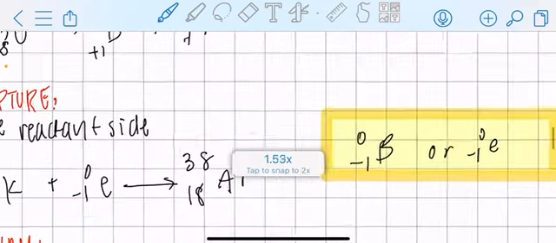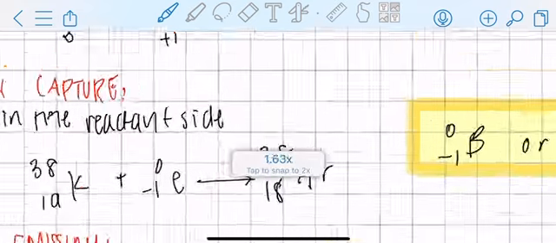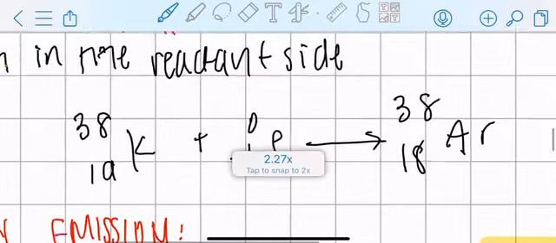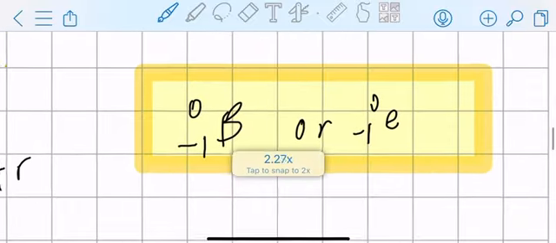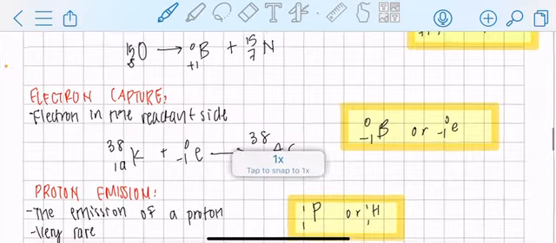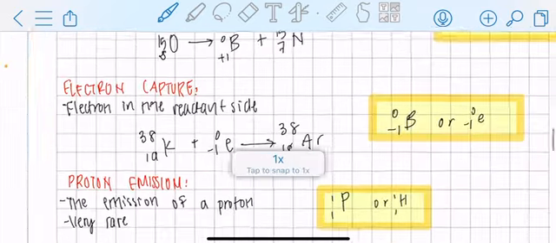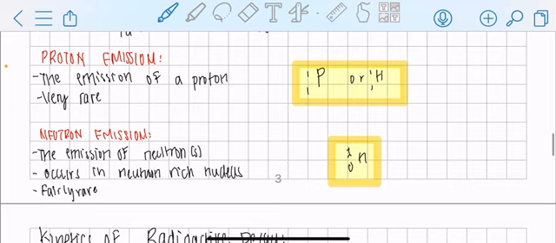Here we see an electron capture. It is important to remember that it is capture, meaning it is added to the reactant, and therefore we see the electron on the reactant side. Here we can see it this way, and an electron is written like this, with an atomic number of -1 and a mass number of 0. And here we see this on the reactant side and how it's balanced at the bottom, and how the potassium turns into argon. Proton emission is written like this.